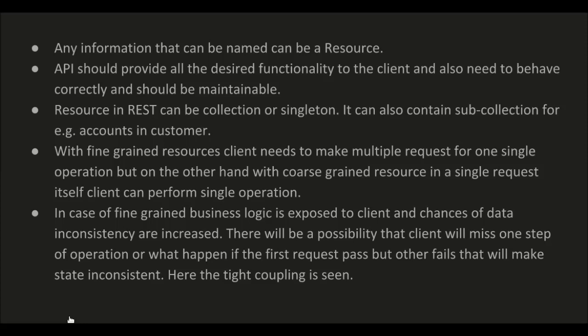Now in REST API modeling, we can classify resources into two parts. First is fine-grained resource and the other one is coarse-grained resource. Let's discuss some points regarding these two resources. With fine-grained resources, the client needs to make multiple requests for one single operation, but with coarse-grained resources, in a single request itself, a client can perform the operation.